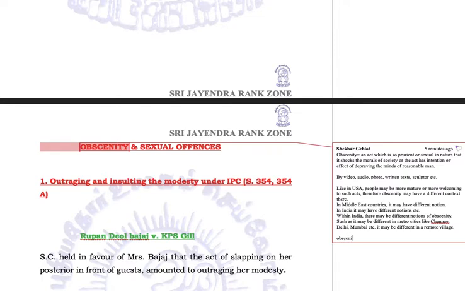So obscenity is a changing term. Obscenity is an evolving term which keeps on changing with time and society concerned. So there cannot be a perfect or fit definition of obscenity which fits in all situations. So now you understand what I'm talking about. Generally, obscenity is a depiction of a sexual act in such a nature that it shocks the morals of the society, or the act has the intention or effect of depraving the minds of a reasonable man.